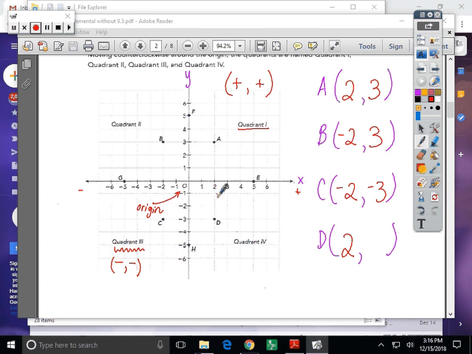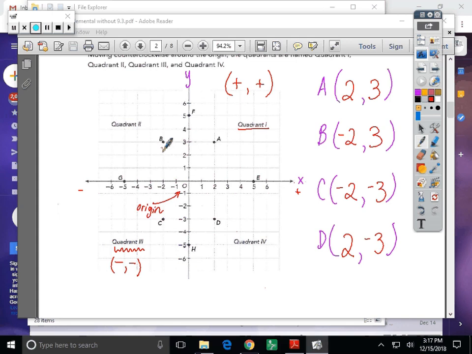Next I need to move downwards to get to point D. How many intervals do we move downwards? Well, if you notice, we land on this negative 3 intersection, right? Or that intersection with negative 3, telling me this must be my y value, or my y coordinate in the coordinate pair.